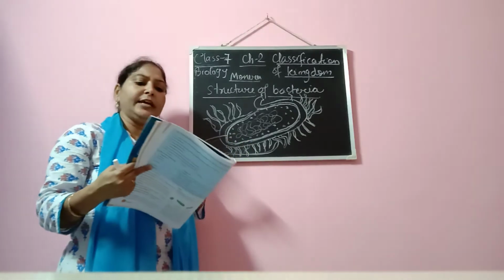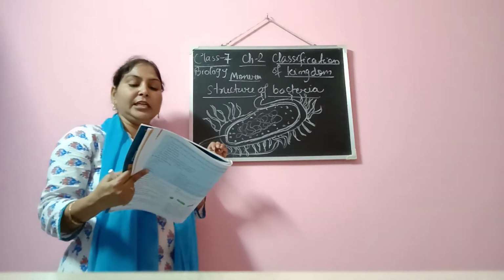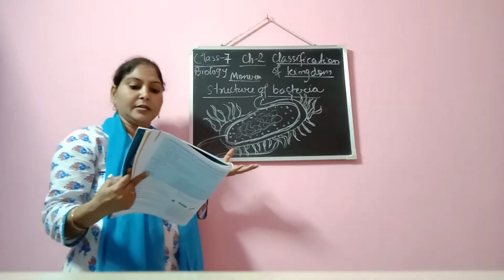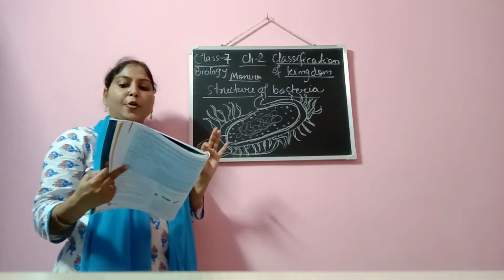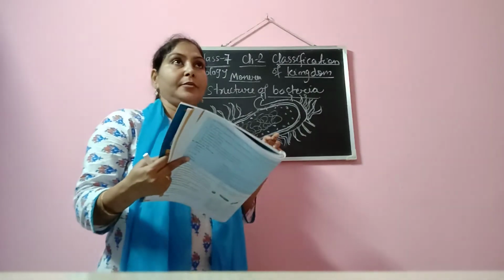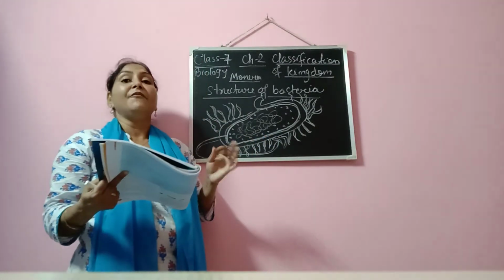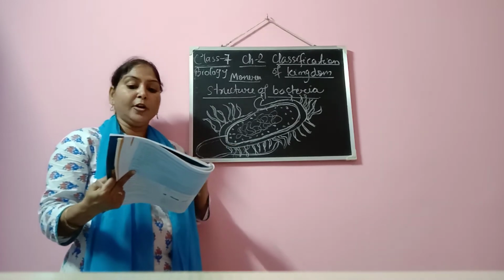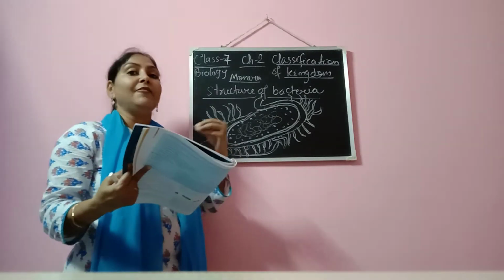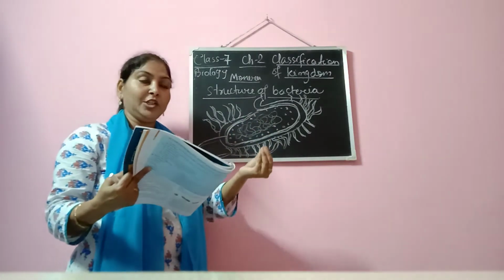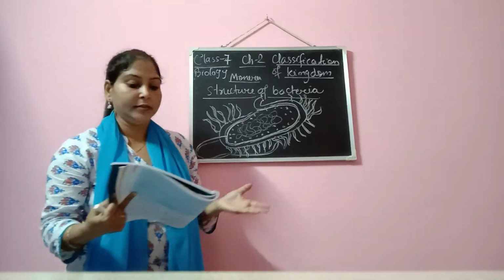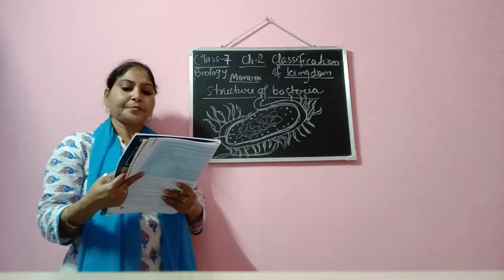Then how do they respire? The respiration is both aerobic as well as anaerobic. You remember, aerobic respiration means where oxygen is involved, and anaerobic respiration means the respiration which takes place in the absence of oxygen. So they respire in both ways.